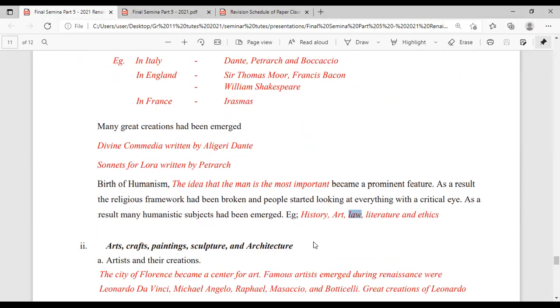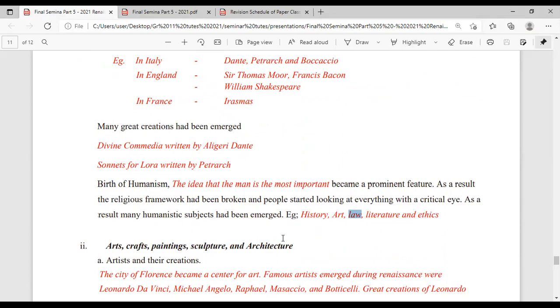Art, craft, painting, sculpture, and architecture. Here you have to write a little bit. Artists and their creations. The city of Florence became a center for art. Famous artists who emerged during the Renaissance were Leonardo da Vinci, Michelangelo, Raphael, Masaccio, and Botticelli.